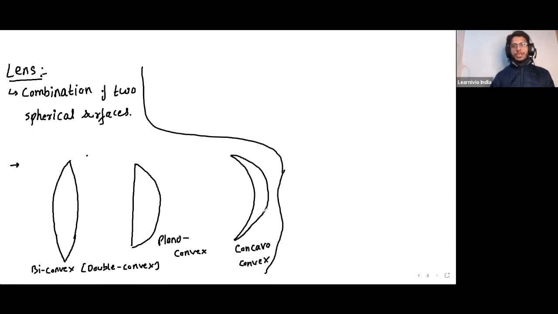Then there is the concavo-convex lens. Next, what we can do is take two concave surfaces. Both the surfaces are concave. Two concave surfaces make either a biconcave, or a double concave lens.